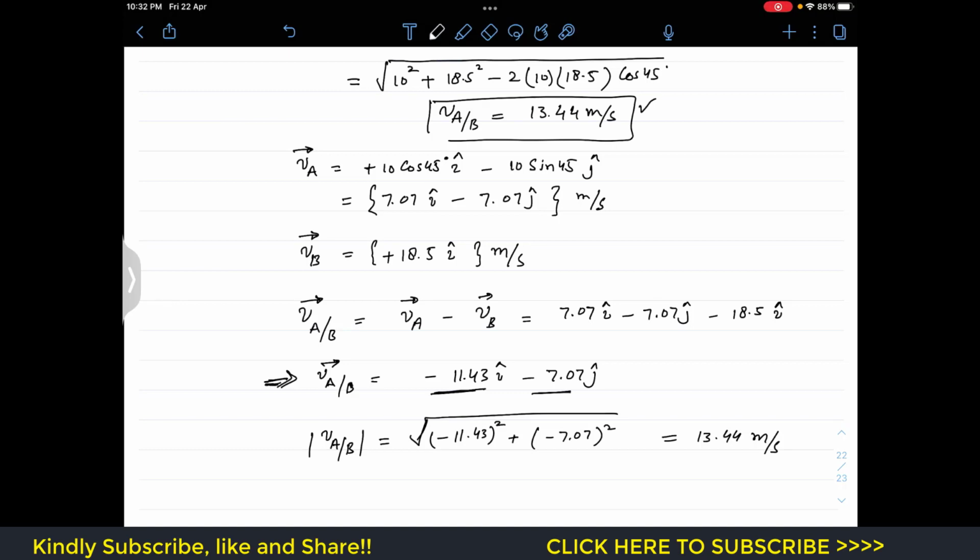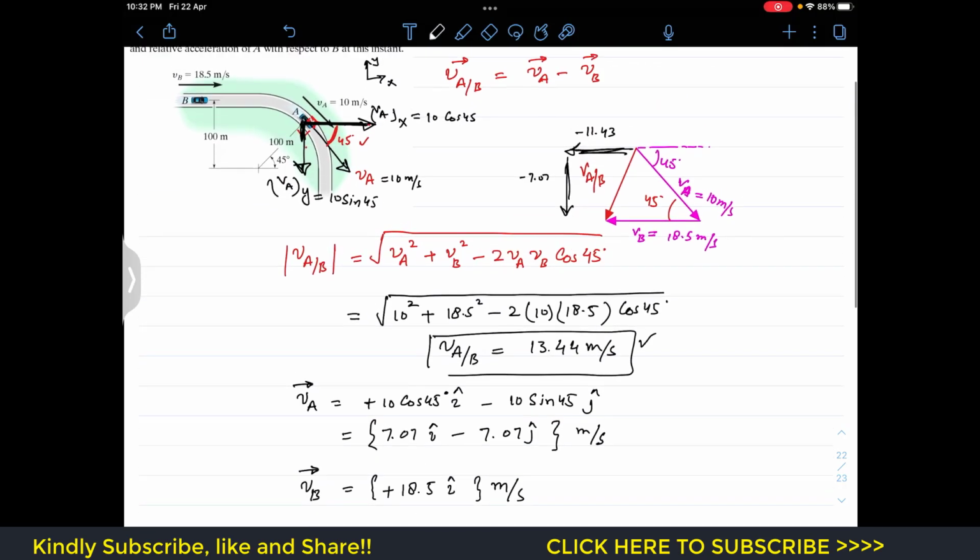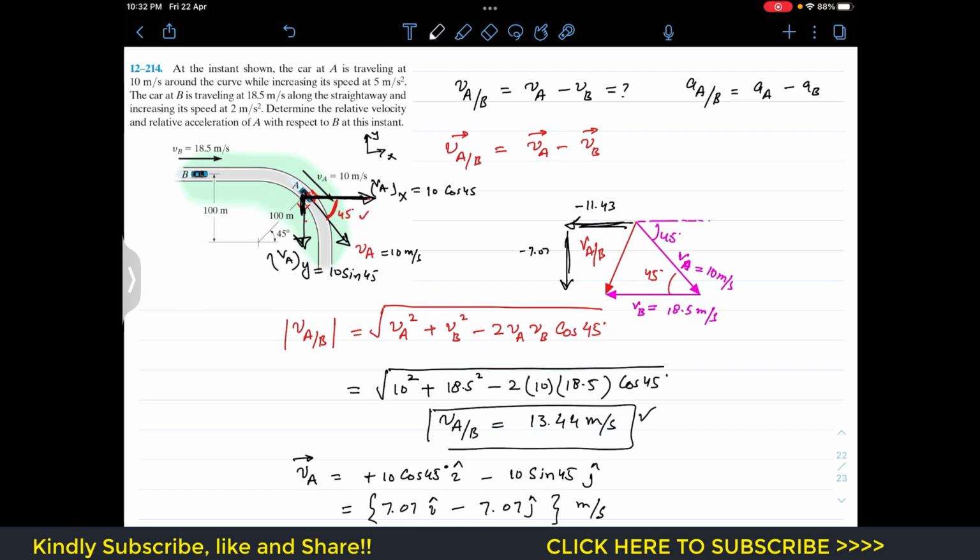Now we can find this same vector from that graphical analysis as well, right?